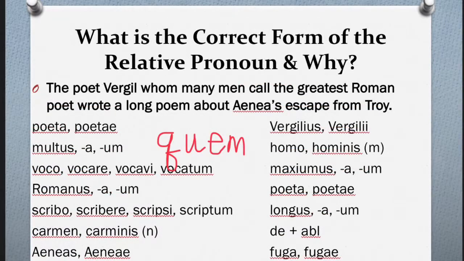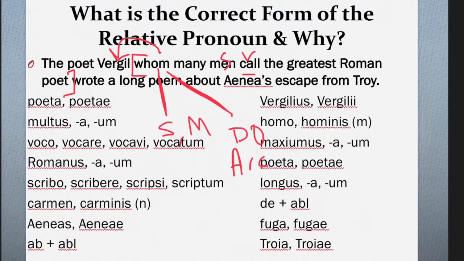If you said that the correct form of the relative pronoun "whom" in this sentence is quem, you are correct. Now, let's talk about why that is the correct form. First of all, the relative clause is "whom many men call the greatest Roman poet." The antecedent is Virgil, so that means that the relative pronoun must be singular and masculine.